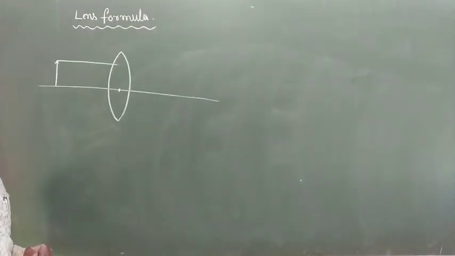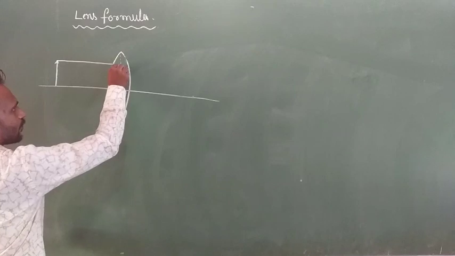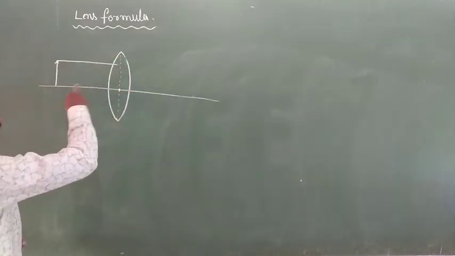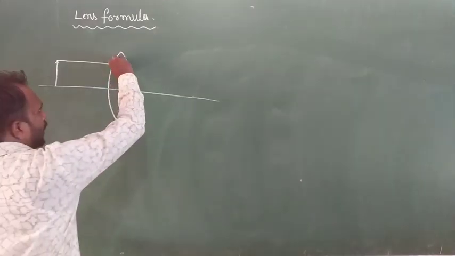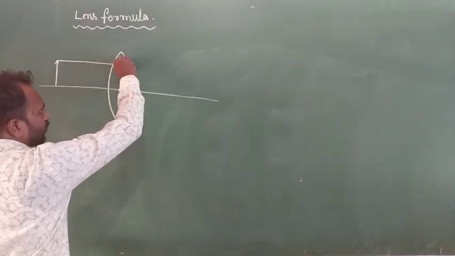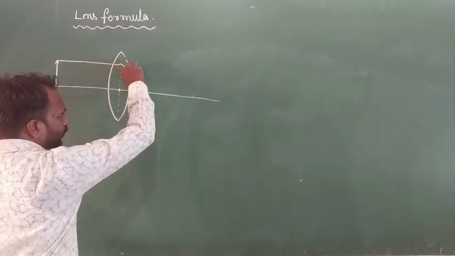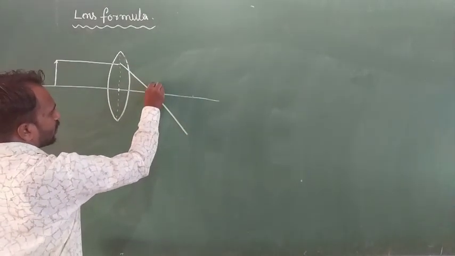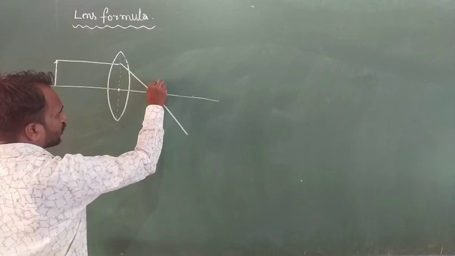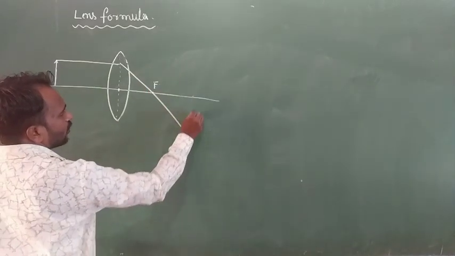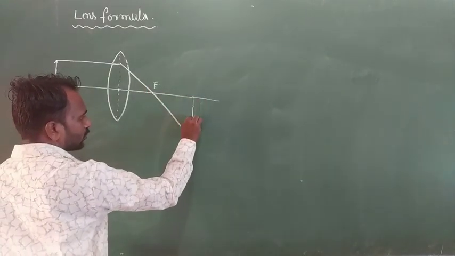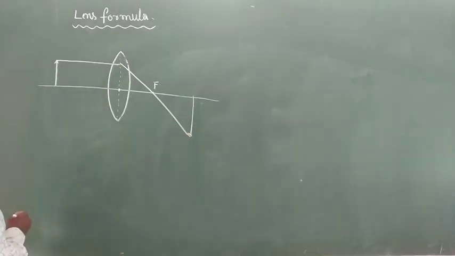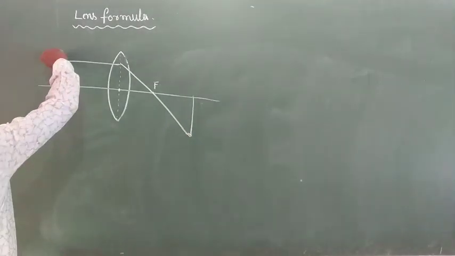And this one we consider the diopter, always perpendicular to the principal axis. This light ray is refracted, and this is the principal focus F, and somewhere we will get an image. This is a real image.